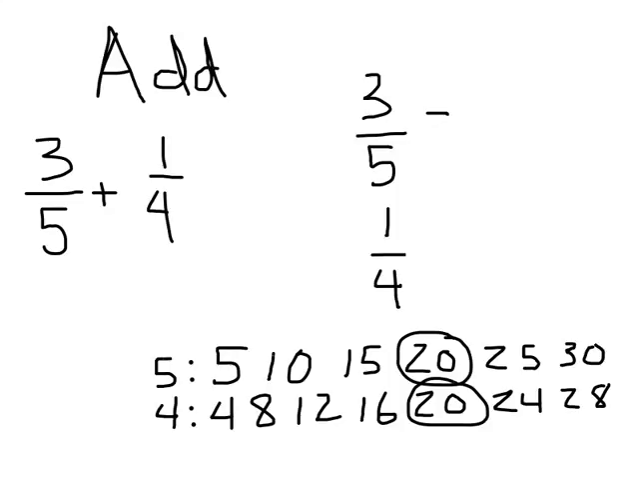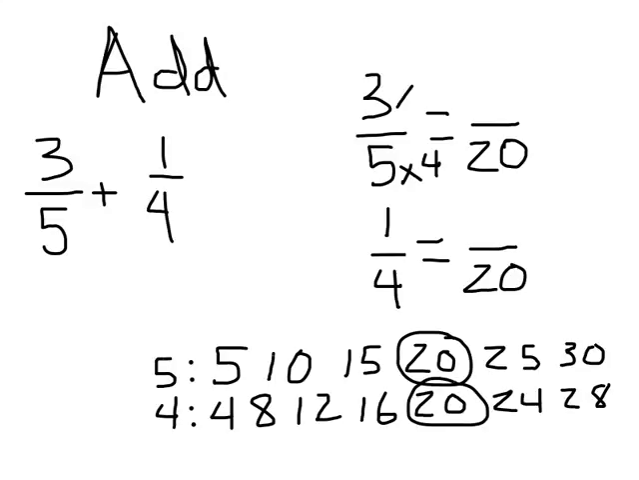Now I need to change both fractions so that they have a denominator of 20. When I change 3/5 so that the denominator is 20, what is the new numerator? Well, 5 times 4 is 20, so I need to multiply 3 times 4 as well. 3 times 4 is 12. When I change 1/4 so that the denominator is 20, what is the new numerator? Well, 4 times 5 is 20. I have to multiply 1 times 5 as well. 1/4 is the same as 5 over 20.